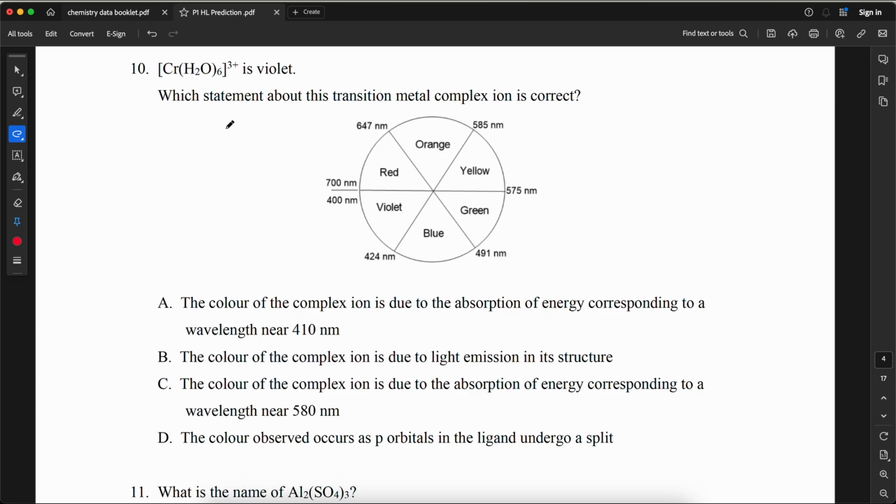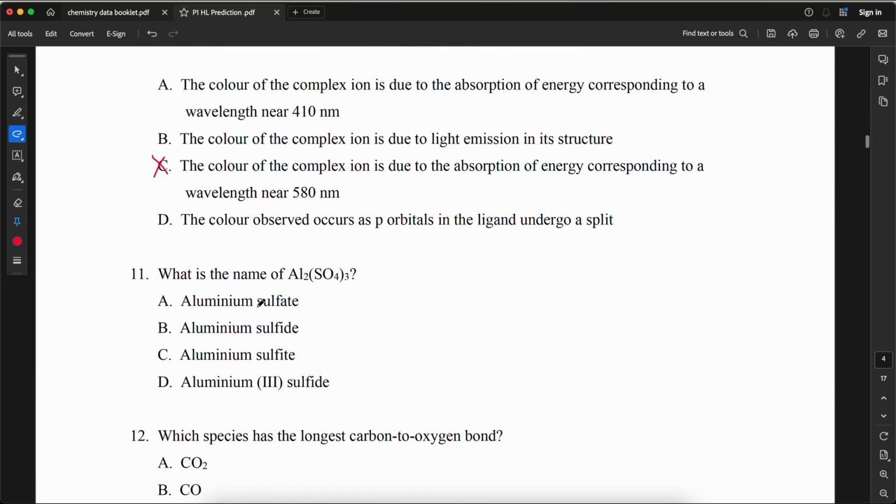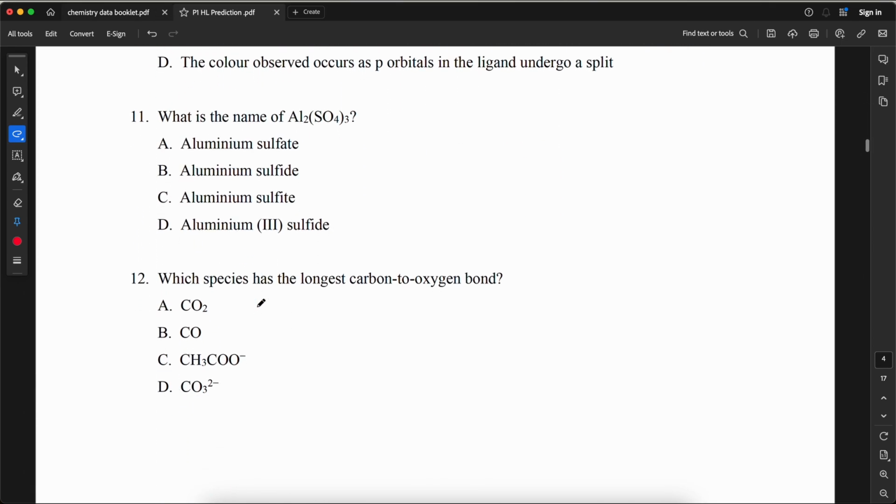Cr(H2O)6 3+ is violet. Which statement about this transition metal complex ion is correct? If violet is observed, it is because of the absorption of yellow ochre. So the answer is C. The color of the complex ion is due to the absorption of energy corresponding to a wavelength near 580. So it's yellow. The answer is C. What is the name of Al2(SO4)3? Al is aluminum and then SO4 is the sulfate ion. So the answer is A.